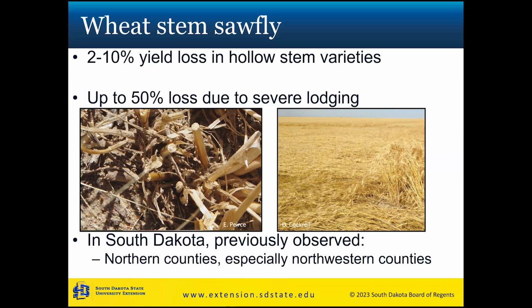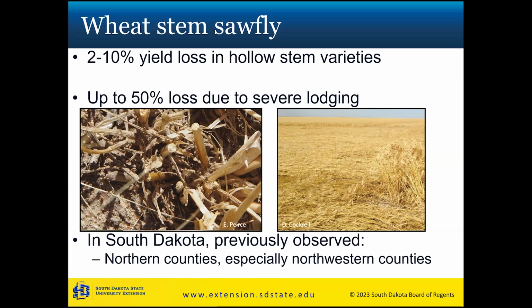The catch with these is that we do have solid stem varieties that reduce their ability to infest the wheat plant. They prefer the hollow stem varieties. The catch there, though, is that the solid stem varieties have a bit of a yield drag compared to the hollow stem varieties.